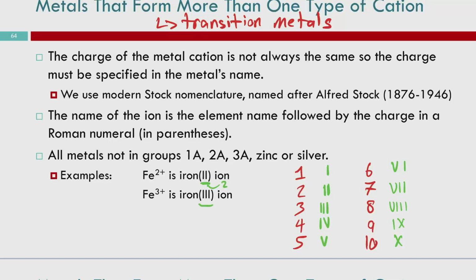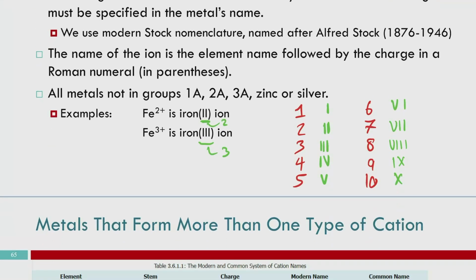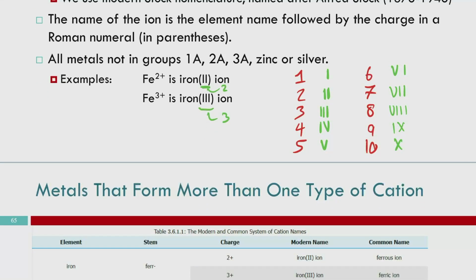Fe3+, iron(III) ion. And then, to be pedantic, there's no space between the end of the element name and the open parenthesis. If you put a space there, it doesn't really matter because you're not publishing scientific papers, but it's correct to not have a space there.